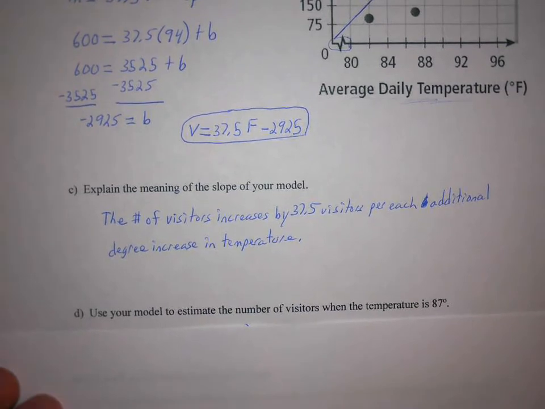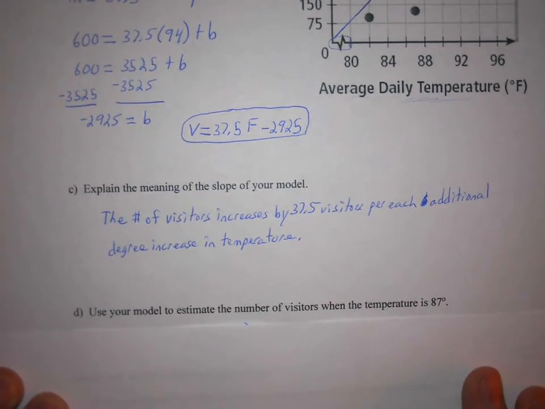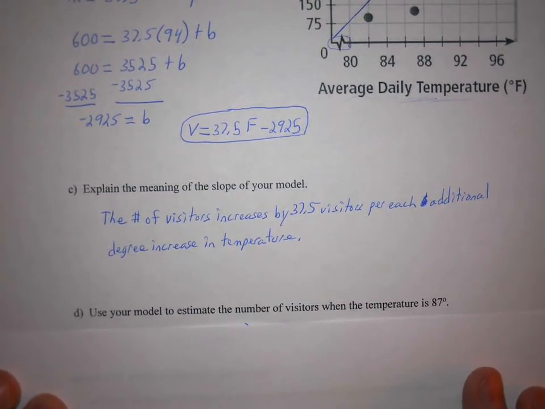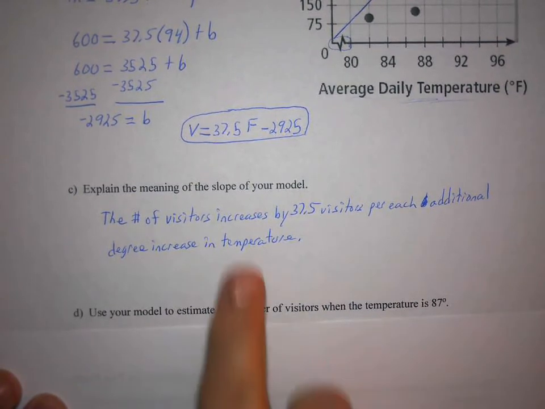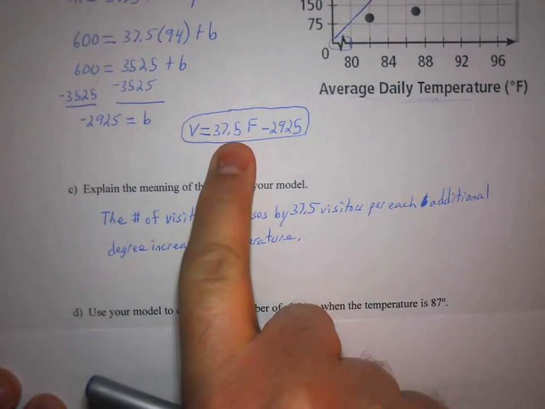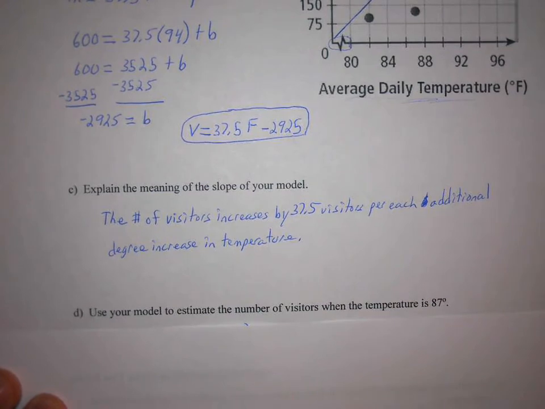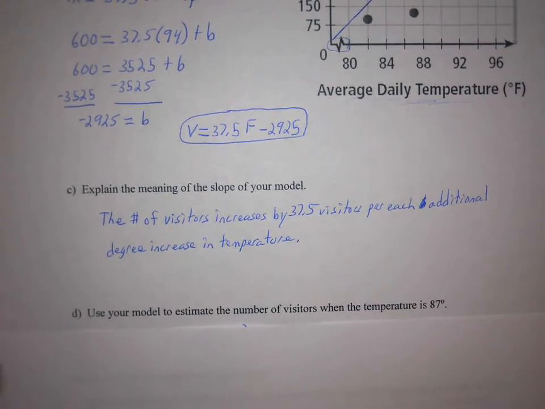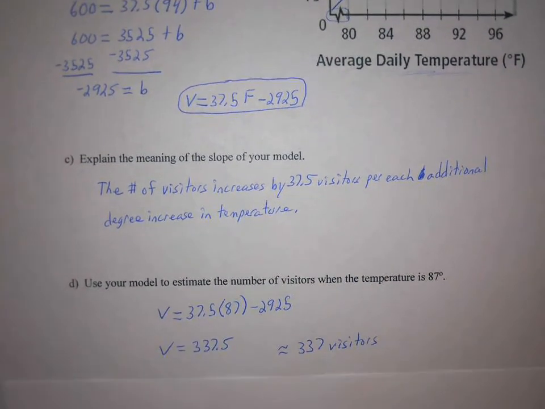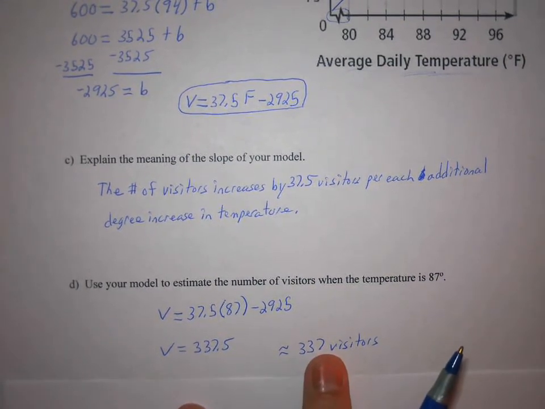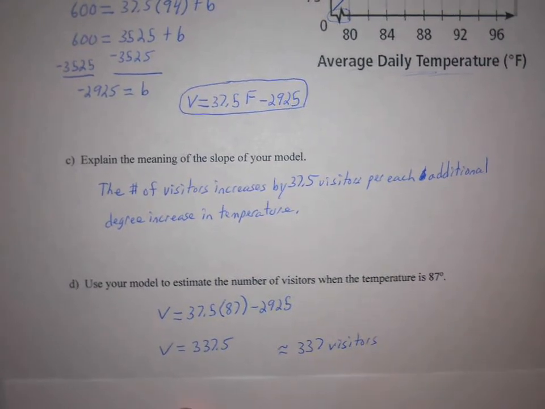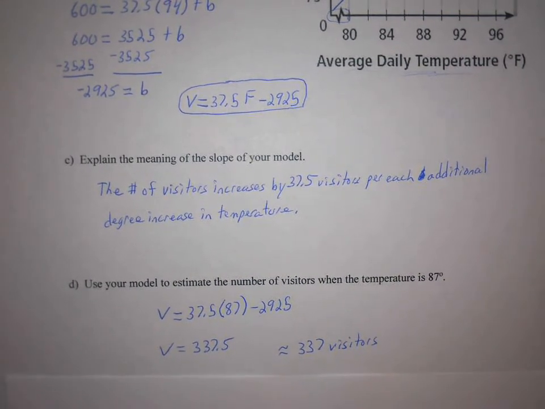And then part D, use our model to estimate the number of visitors when the temperature is 87 degrees. Our model we wrote right here. So we can substitute 87 in place of F. And when you do that, you get 337.5. So about 337 visitors. If you round it up to 338 in this class, that's not something that we're going to quibble over. So moving on to the next one.